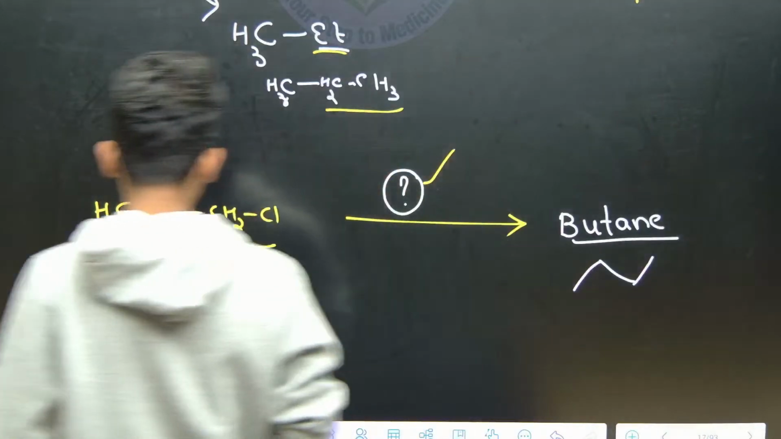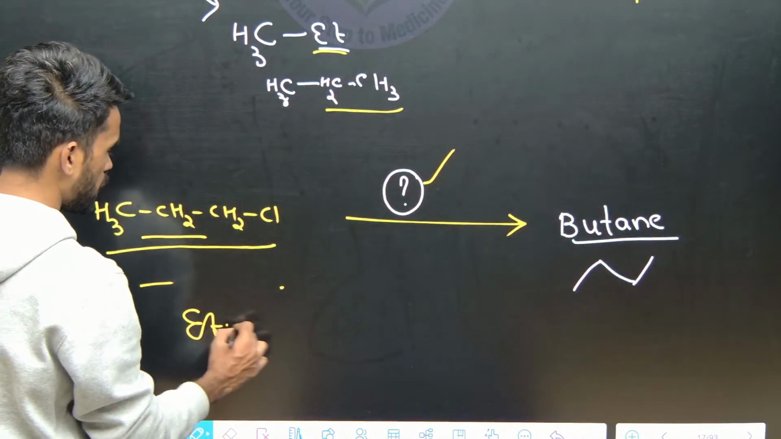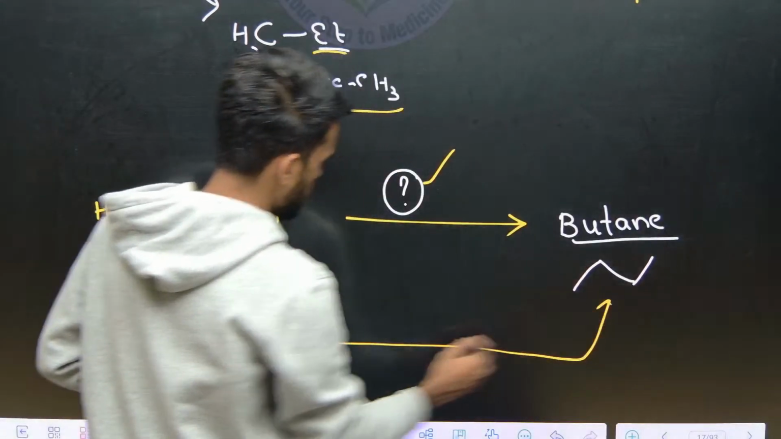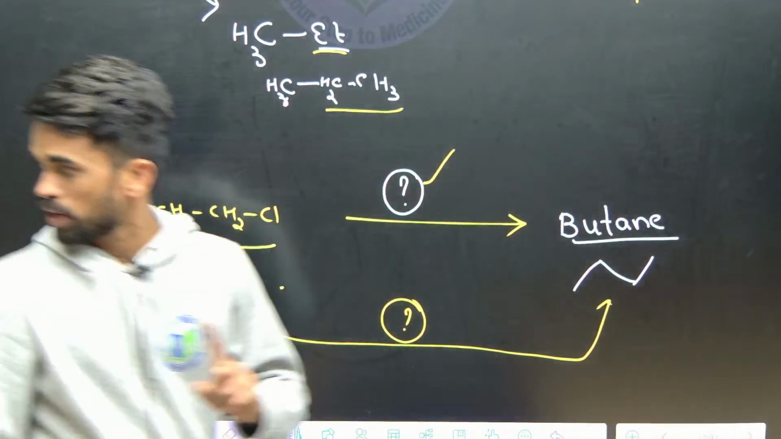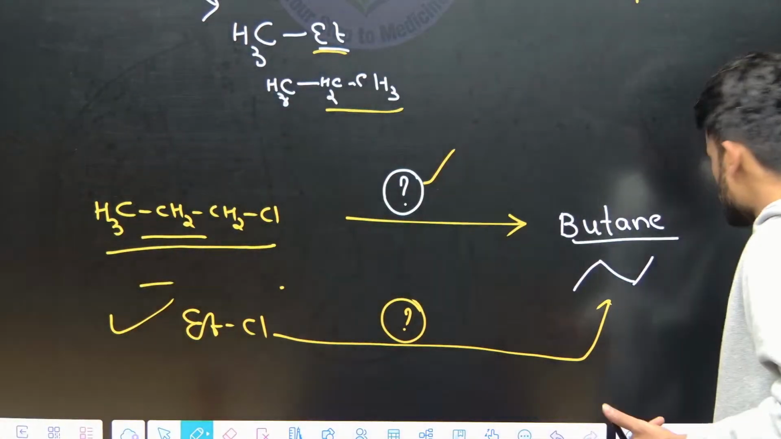And now, for example, I have ethyl chloride. I want to prepare this butane. Now what is our Gilman's reagent? Just mention its answer in the chat box. Right, let us move forward here.